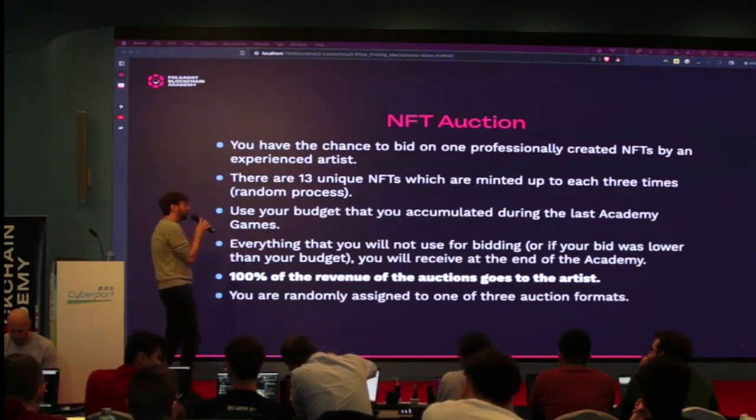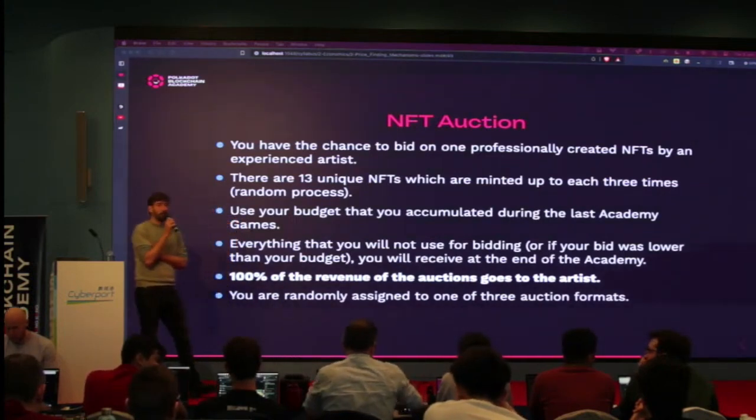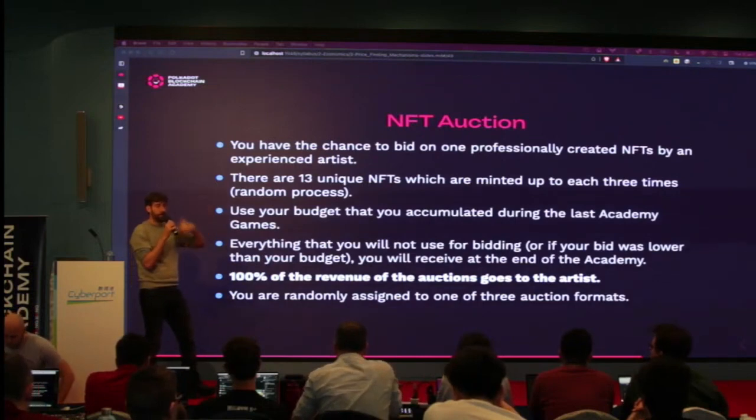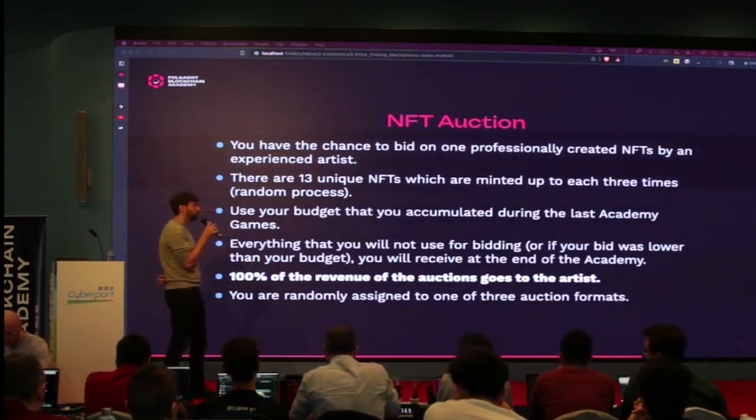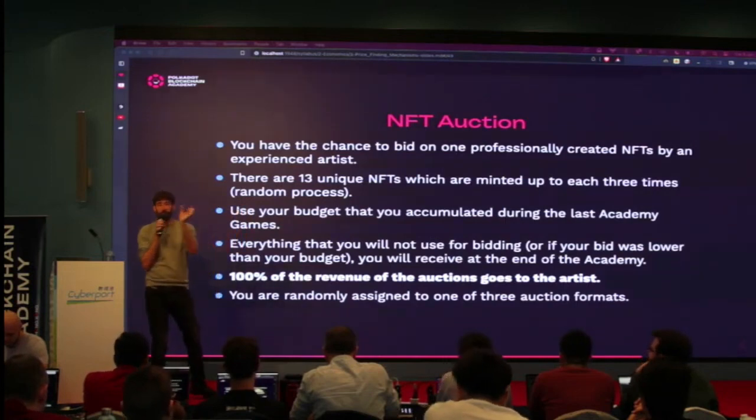You will be able to use the budget that you accumulated during the last Academy games. So, you were basically gathering points. Those points were translated into US dollars, and those US dollars you can now use in the auctions.